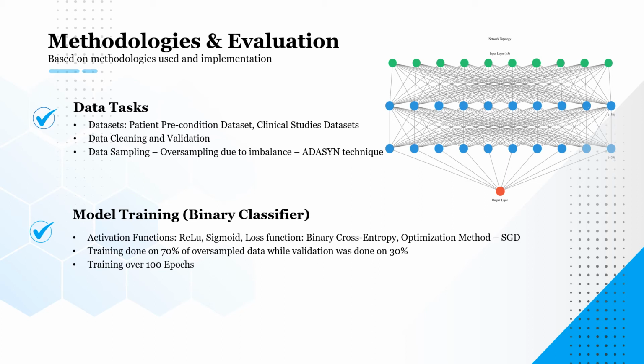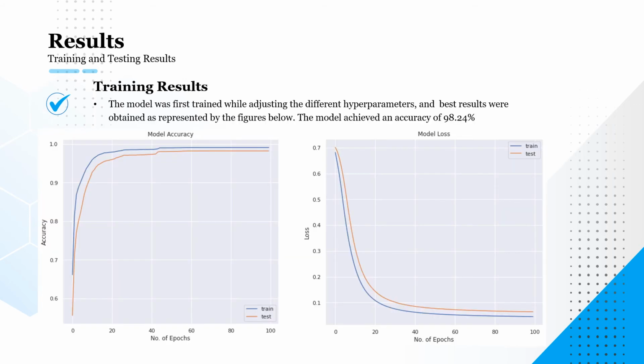A binary classifier was built as our model, and the activation function used for the input and hidden layers was the rectified linear unit function, while the sigmoid function was used for the output layer. The loss function utilized was the binary cross entropy, while the optimization method utilized was stochastic gradient descent. Training was done on 70% of the oversampled data, while 30% was used for testing, and training was done over 100 epochs. The model attained an accuracy of 98.24 after the hyperparameters were tuned.